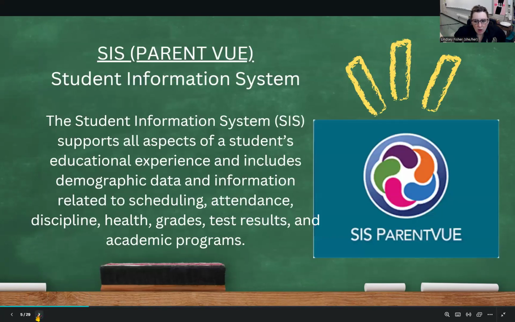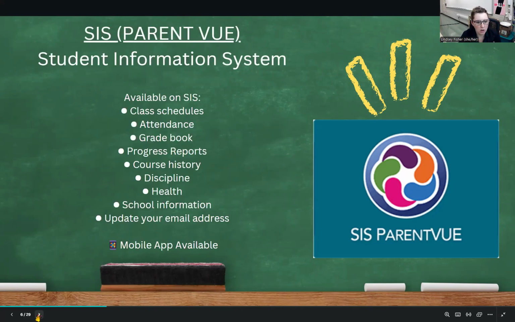So we're going to start with SIS Parent View because that's arguably the most important one. It's called the Student Information System. Think of SIS as your place for important information that is specific to your child. Here you're going to find their class schedule, your attendance, the grade book, their course history, and any kind of testing history that they may have. When you take your Standards of Learning tests in 9th grade, that information will be available in SIS. They also have a mobile app available.